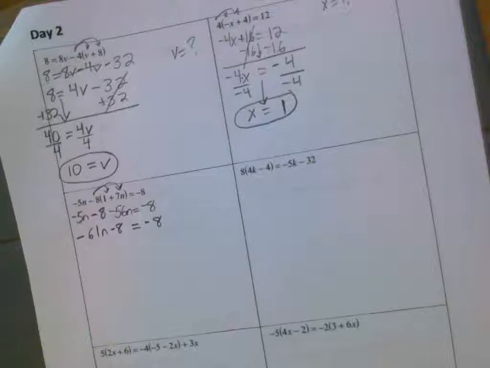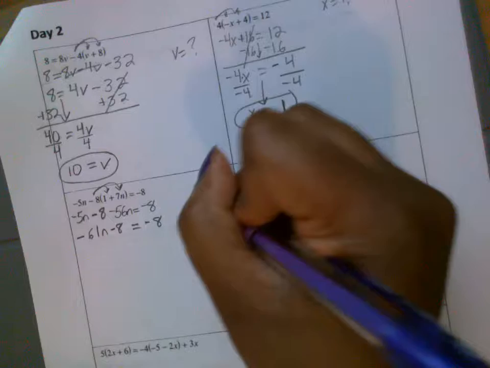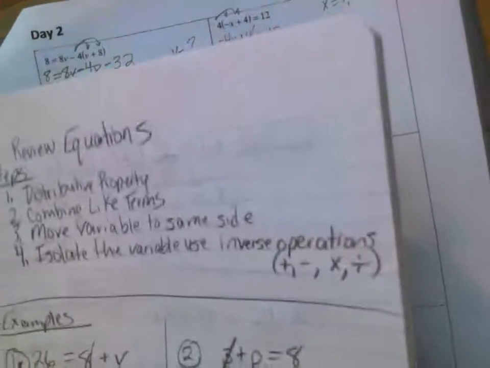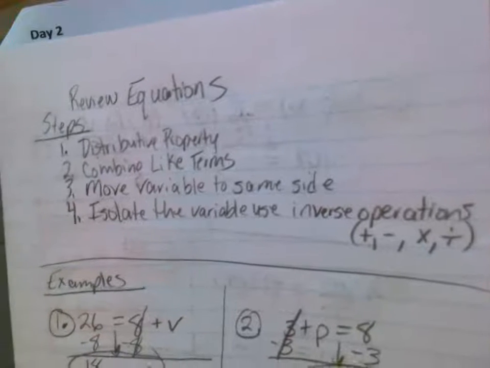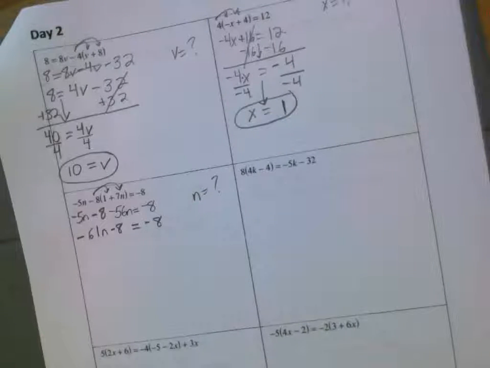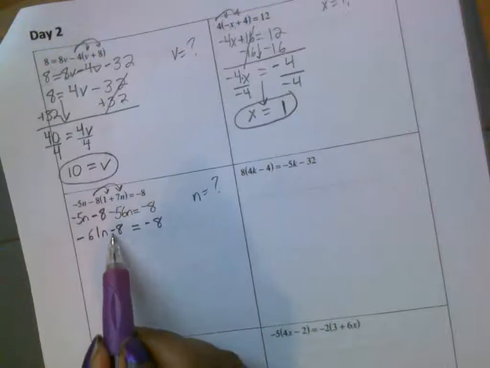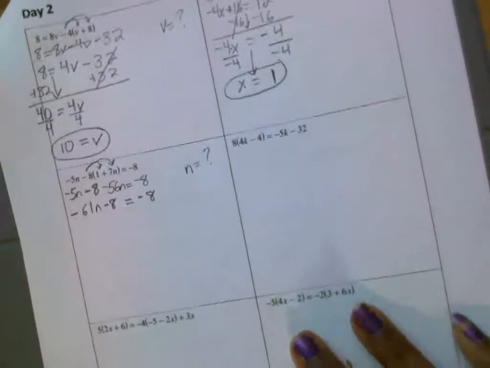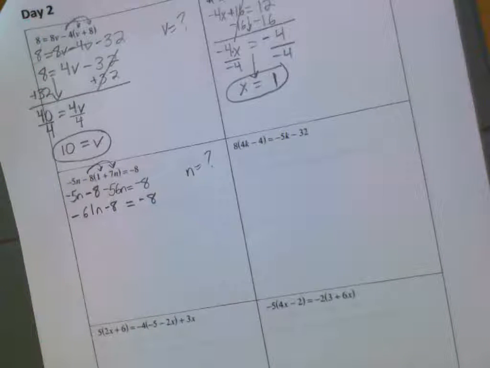All right, so now what do we do to get n by itself, to isolate the variable n? Because remember, we don't have variables on both sides, so we skip step 3 and we just go to step 4. Isolate the variable. How do we get n by itself? What are we going to move first? Are we going to move the -8 or the -61? Anybody? You get rid of. Very good, the -8.